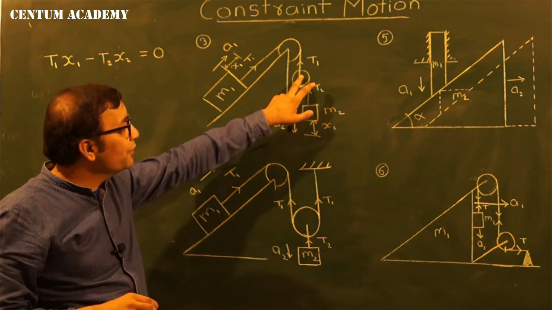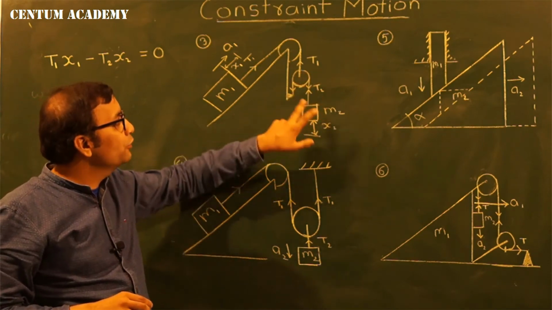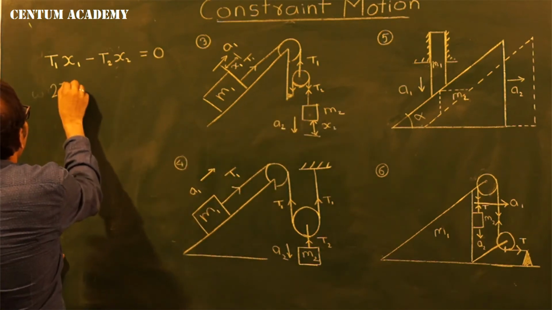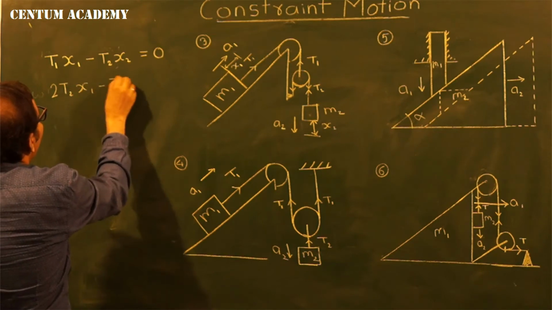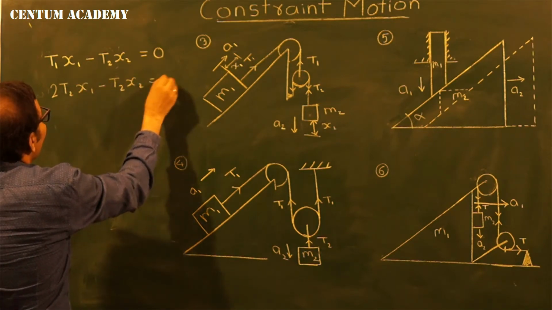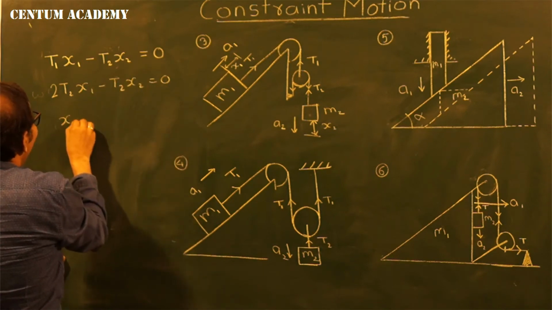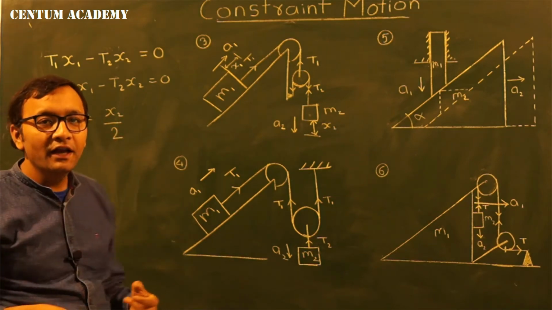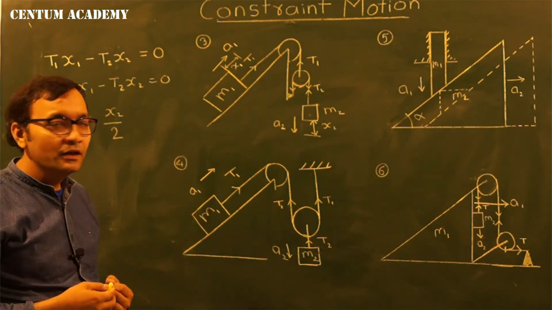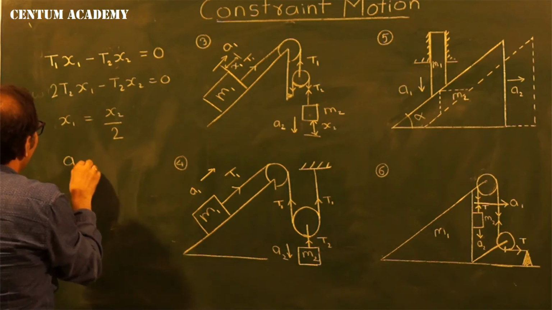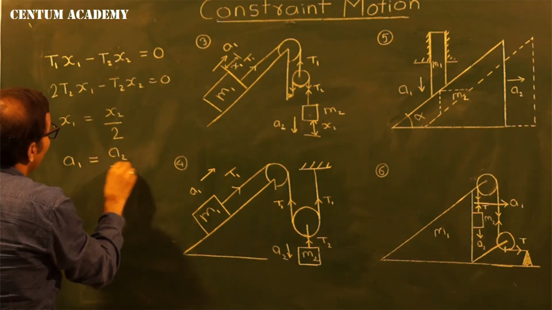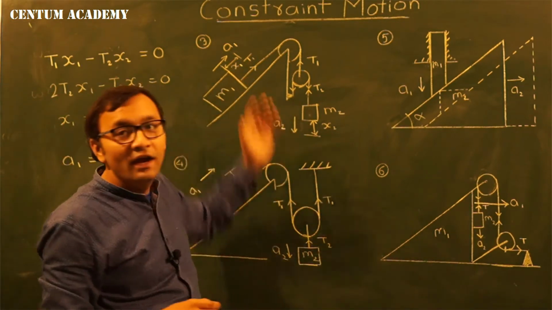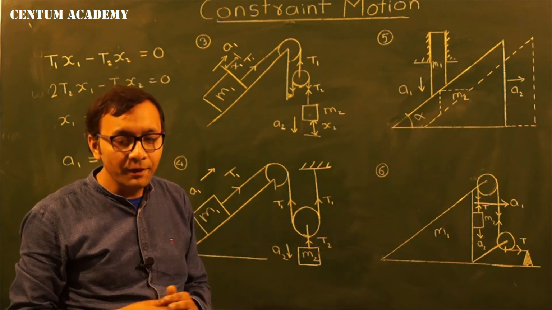And again, if you see the free body diagram of this pulley, you'll get T1 is equal to 2 times T2, right? So if I substitute that, I'll get 2T2 x1 minus T2 into x2 is equal to 0, or x1 is equal to x2 by 2. And if I take the derivative of displacement 2 times, I'll get a1 is equal to a2 by 2. So we have got the relation between the acceleration of m2 and the acceleration of m1. Okay?